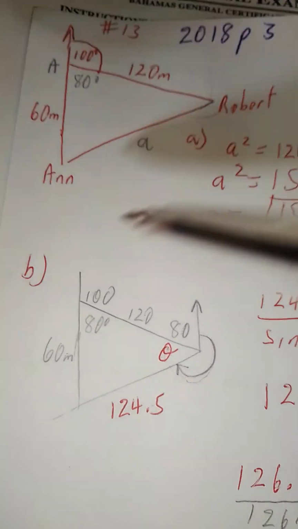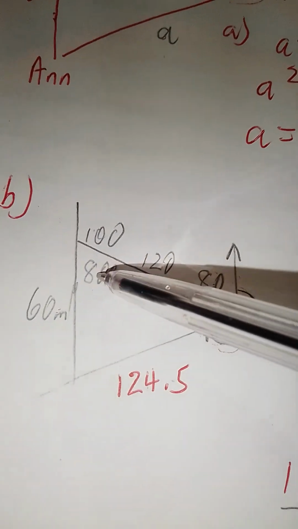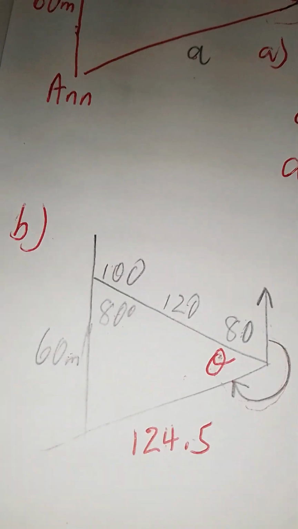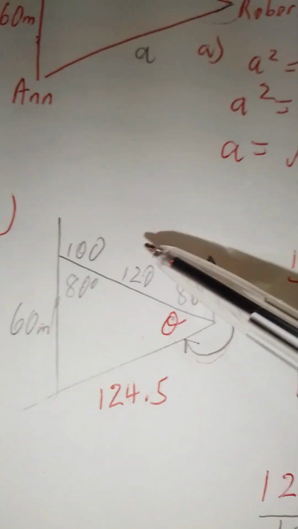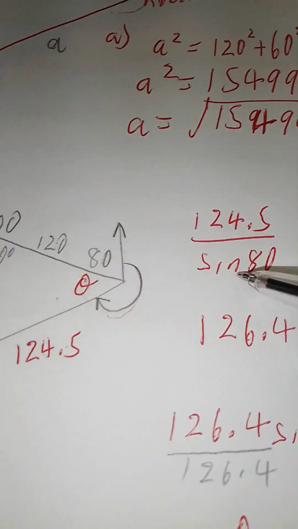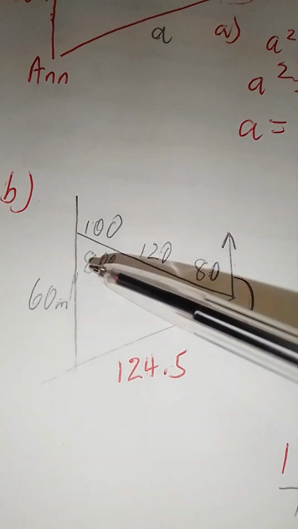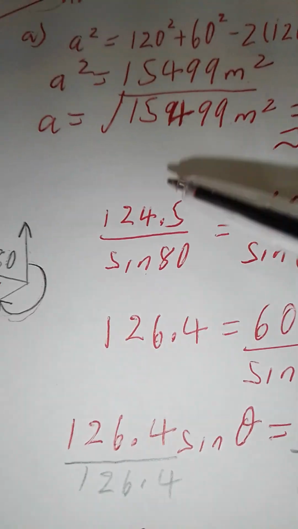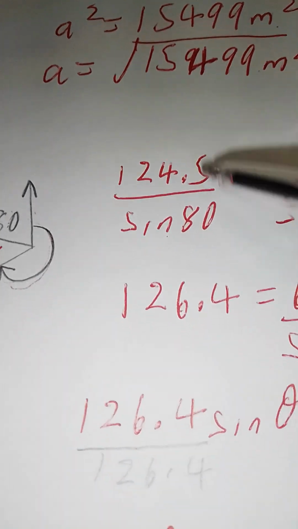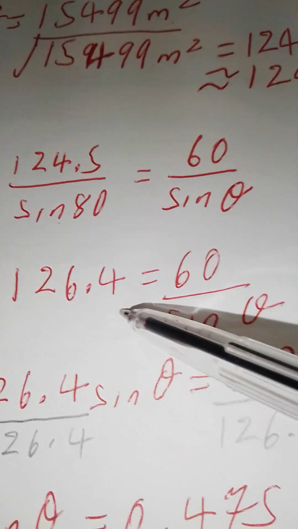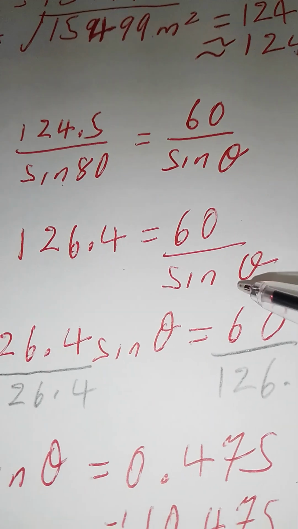So now I have a side and opposite angle. Side and opposite angle, so I can use the sine rule. Only the sine rule I can use here. So what I get: 124.5 over sine of 80 is equal to 60 over sine of theta. You see that? Now I worked this out, and this came to be 126.4 is equal to 60 over sine theta.